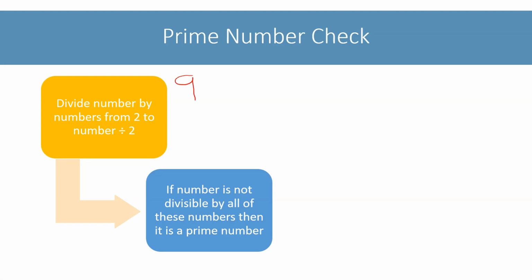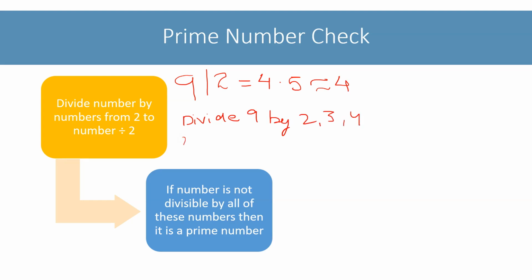Taking 9 as an example, 9 divided by 2 is 4.5. But we are doing integer division, so considering only the integer part, we get 4. Now, I will divide 9 by 2, 3 and 4. 2 4 times gives me 8. The remainder is 1, so 9 is not divisible by 2.